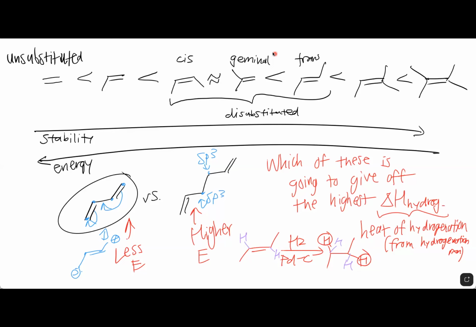And the less stable the double bond is that goes through this reaction, the more energy it has, which is why the more heat of hydrogenation it will give off. So the less stable, the more energy. Yeah, less stable, more energy.